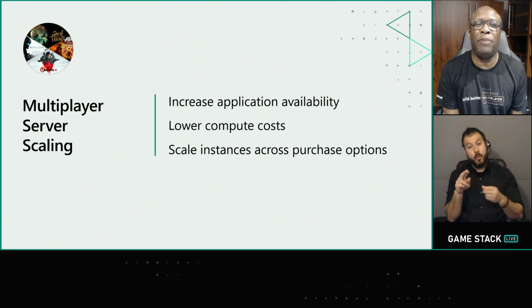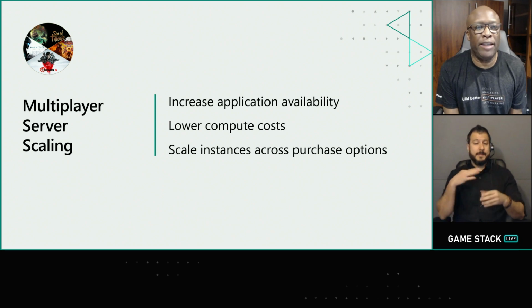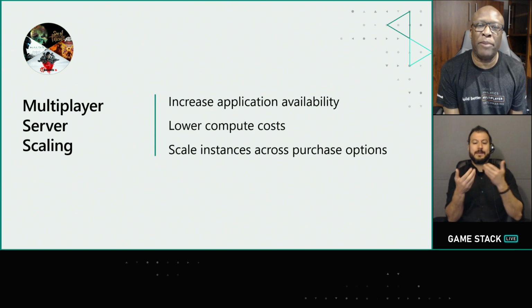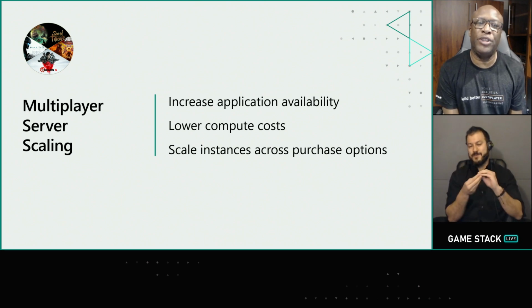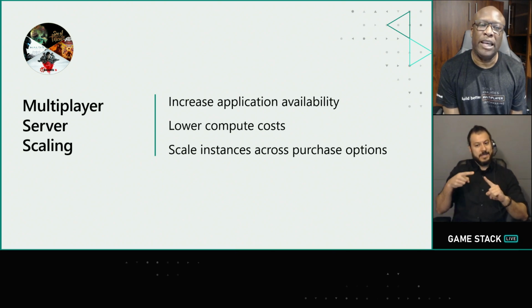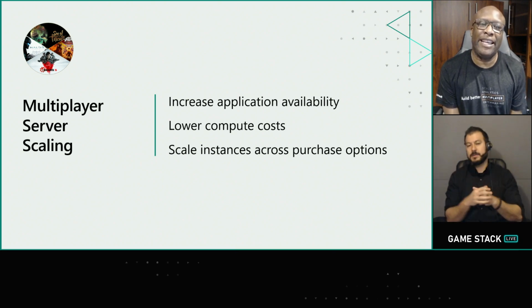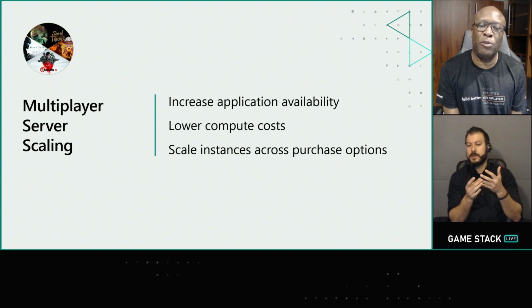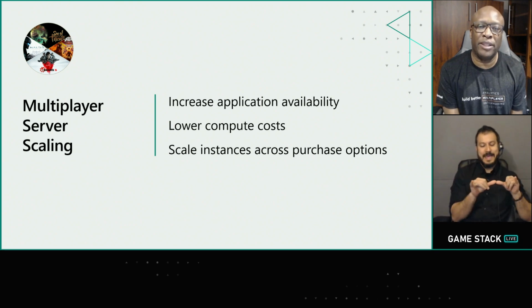A summary of the scaling benefits include increasing application availability. That ensures that your game server pool always has the right amount of VMs by proactively provisioning capacity. Another benefit is lowering compute costs, where the platform adds instances only when needed to optimize costs. And a final benefit is scaling instances across purchase options, where you can scale options that optimize performance across instance type, region, size, and game server build configurations.